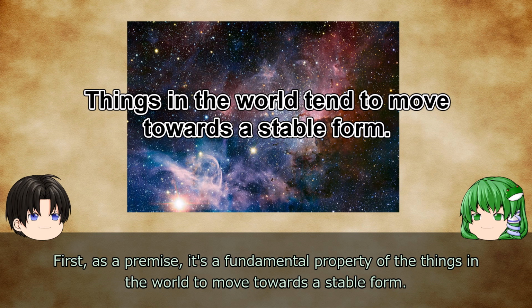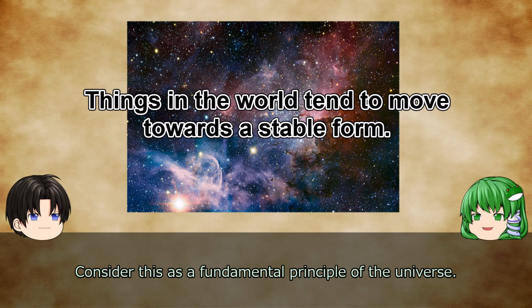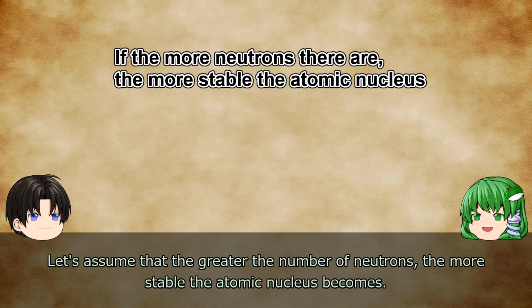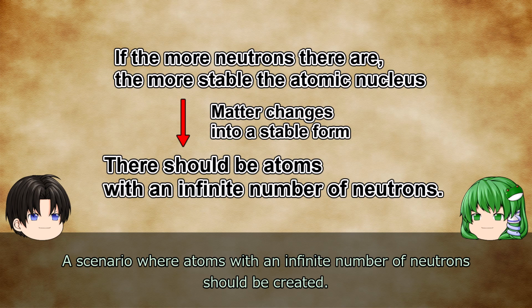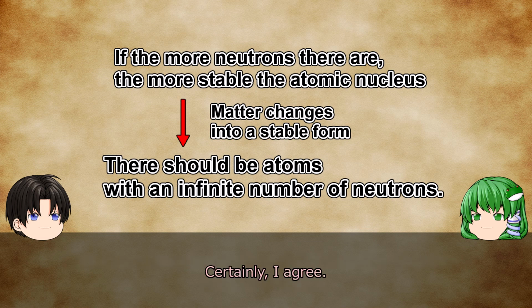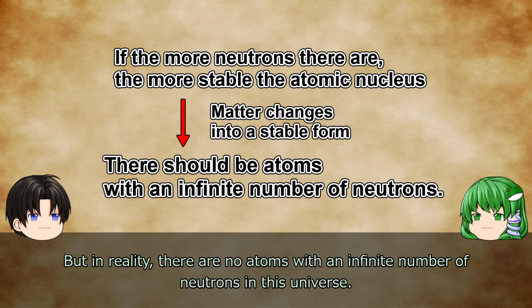First, as a premise, it's a fundamental property of the things in the world to move towards a stable form. Consider this as a fundamental principle of the universe. Let's assume that the greater the number of neutrons, the more stable the atomic nucleus becomes. In addition, considering the premise that everything in the world tends to move towards stability, a scenario where atoms with an infinite number of neutrons should be created. Certainly, I agree. But in reality, there are no atoms with an infinite number of neutrons in this universe.